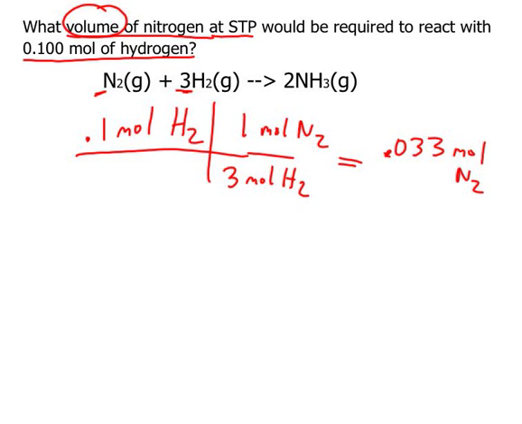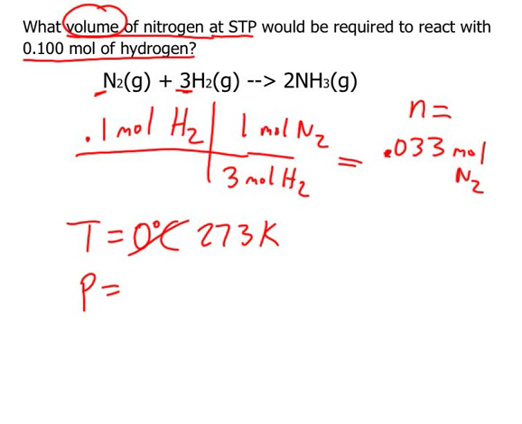But we don't get nitrogen by the mole. In this case, we're getting it in a tank by volume. And it's at standard temperature and pressure. So this right here is our n. This is how many moles we need. And we know it's at STP, so that means we know the temperature of the gas is 0 Celsius, or 273 Kelvin. And we know the pressure of the gas is 1 atmosphere.